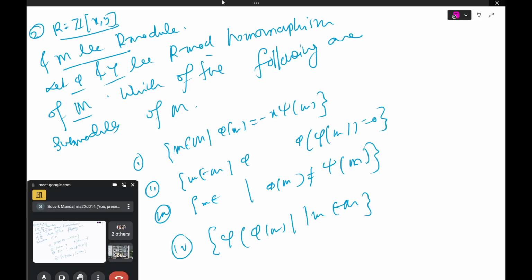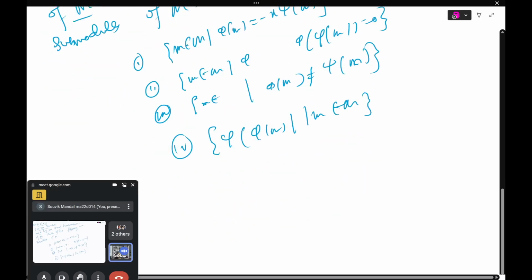Options 1, 2, and 4 are submodules. Okay. So why not three? Can you give one example of why three is not a submodule? Anyway, the example is quite tricky, but your answer is right: options one, two, and four. That's good. Fine.